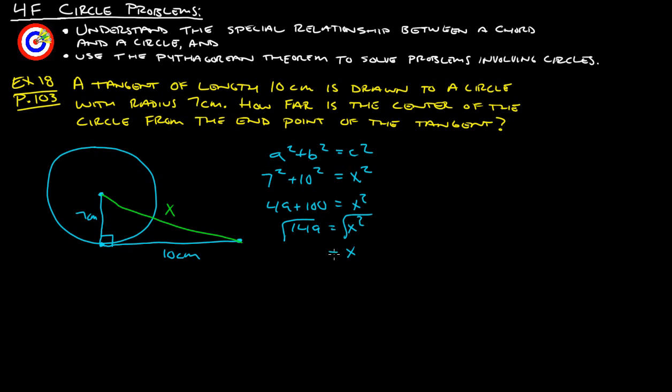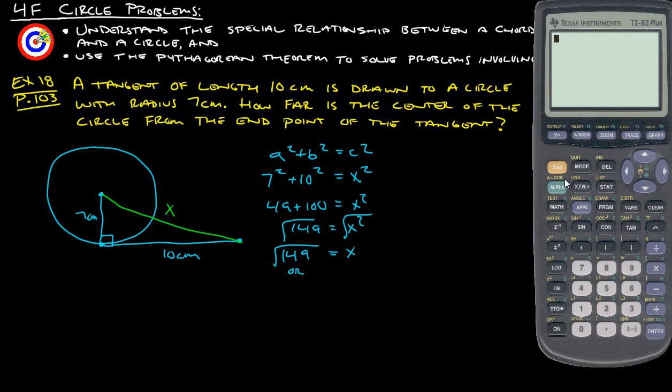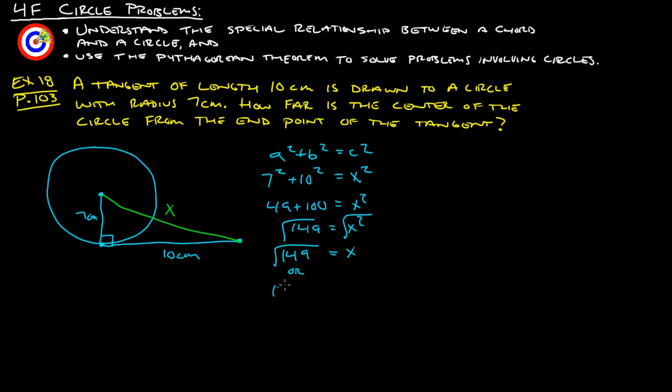Take the square root of both of those to figure out what our x is. And again, we can leave it as just square root of 149, or we can calculate that out. Square root of 149 gives us 12.21, and this is all in centimeters.